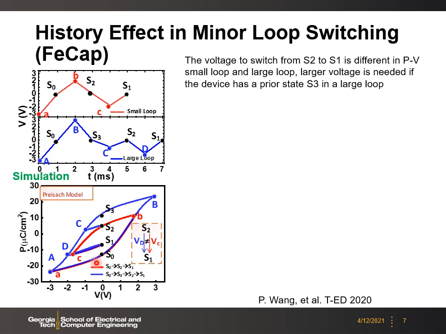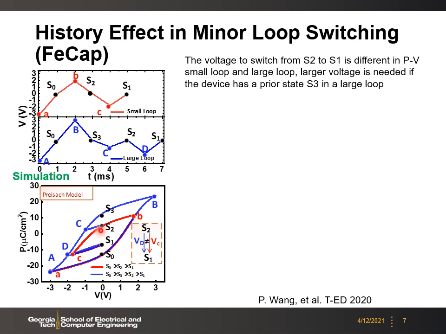The small loop starts from the S0 state, then goes up and comes down to the S2 state in this polarization versus voltage PE curve. The large loop starts from the same S0 state, but is polarized to a larger S3 state. From the S3 state, if we apply negative voltage, it will come down to the S2 state. Now here we have two possible transitions from the S2 state back to the S1 state.